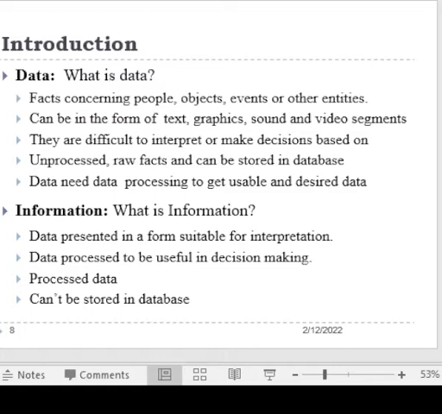So the difference between them is that data is unprocessed data, or unprocessed raw facts. Information is processed data. We cannot take decisions by using data, but we can take decisions by using information. So we can store data in a database, but we cannot store information in a database.